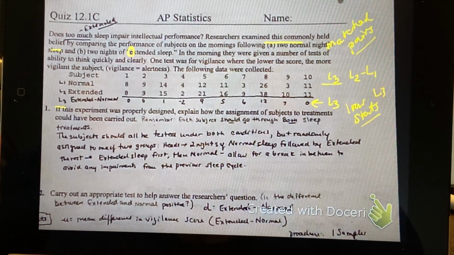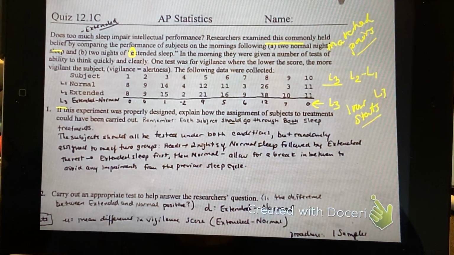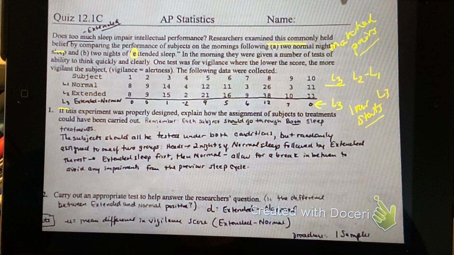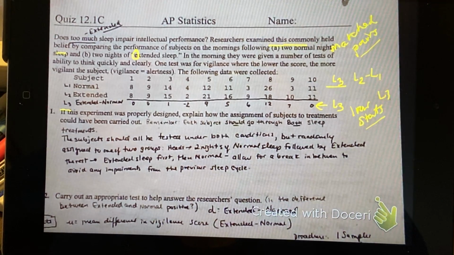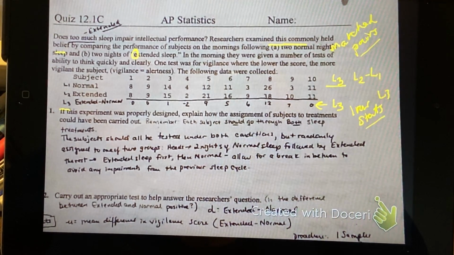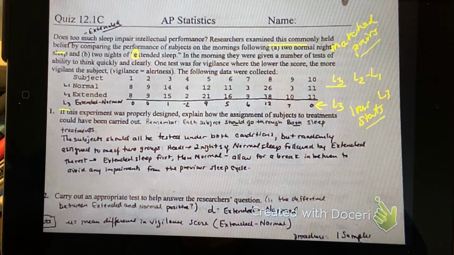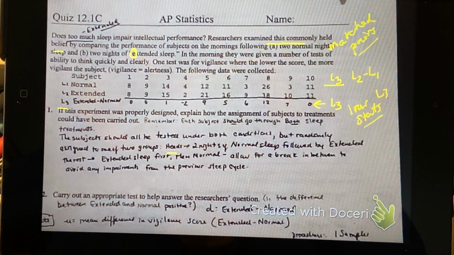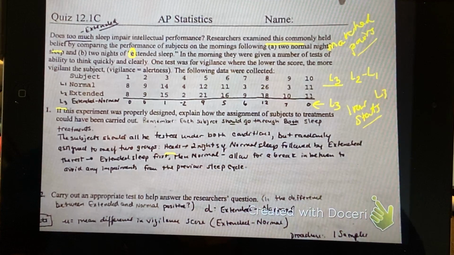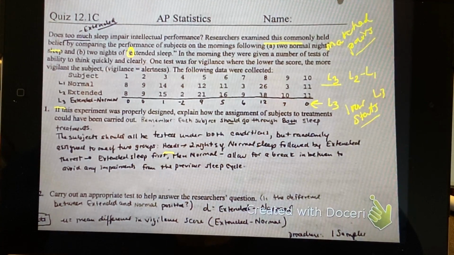Remember, each subject should go through both sleep treatments. And so this is where you're trying to let them randomly be assigned to groups. So you can use a coin toss, something like that. Subjects should all be tested in both conditions, but randomly assigned to each of the 2 groups.